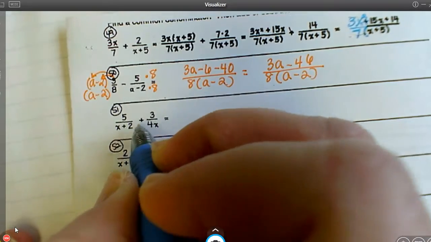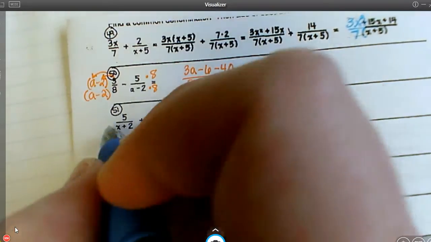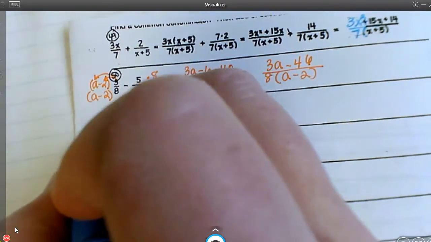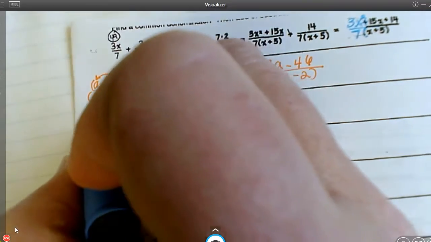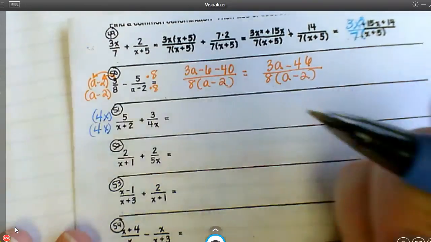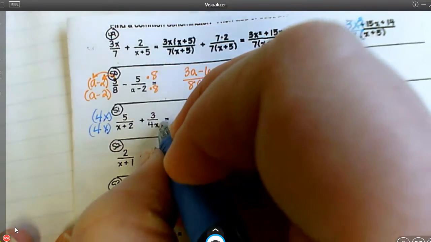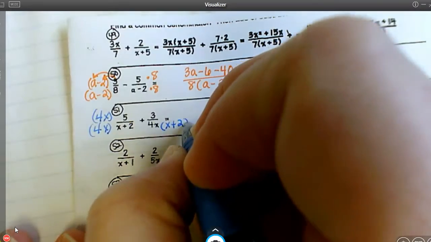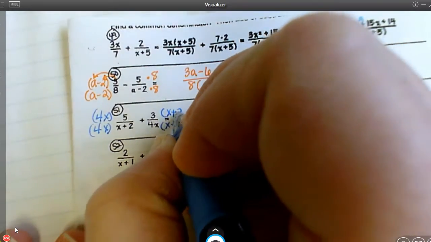So my denominator is going to be both of these two things put together. So I'm going to multiply the first one by 4x, which means the top has to be multiplied by 4x. I'm going to multiply the 4x by x plus 2, which means the top has to be multiplied by x plus 2.